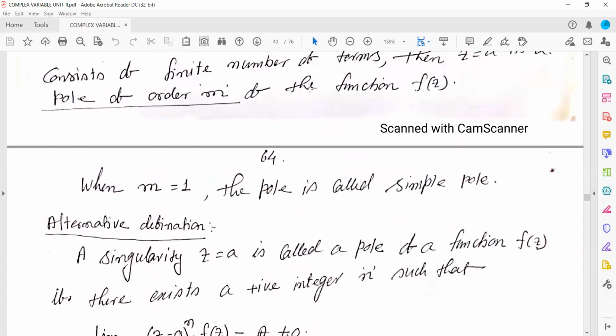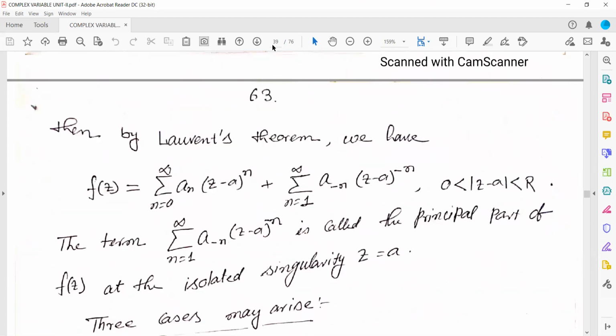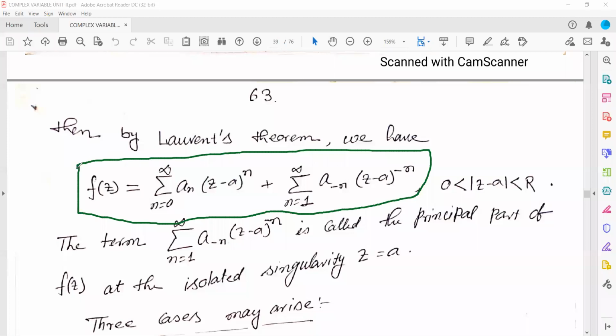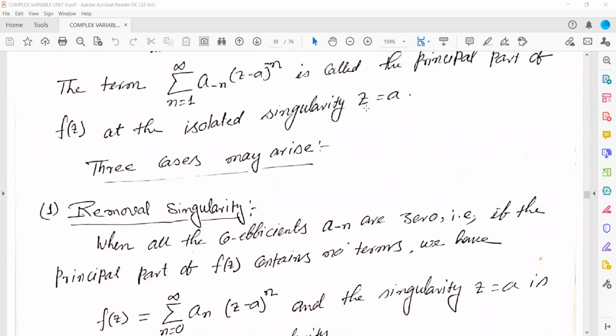Okay, let's see. Now, different kinds of singularities. By Laurent's theorem, you already know this expression. So now this term, the sum from n equal to 1 to infinity of a minus n times (z minus a) to the power minus n, is called the principal part of f(z) at the isolated singularity z equal to a. Now, there are three different cases we will discuss, three different kinds of singularities.